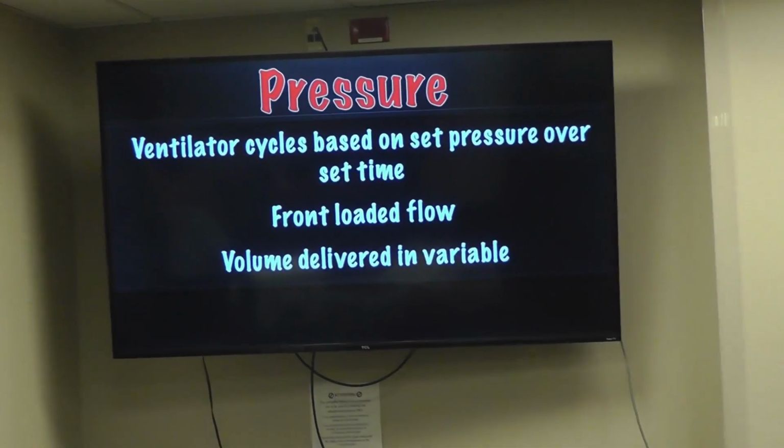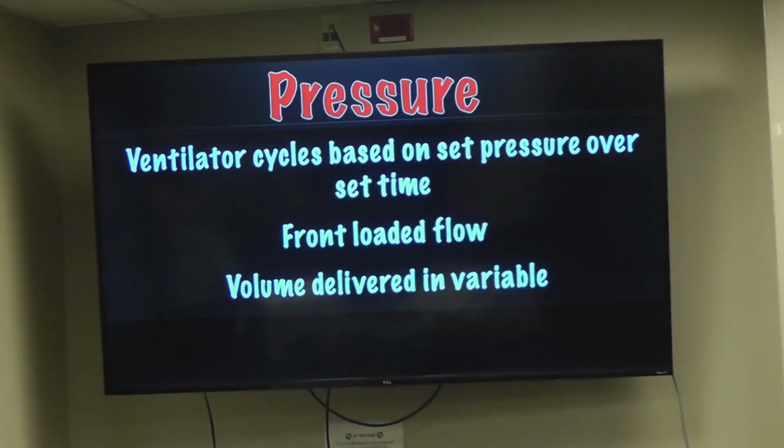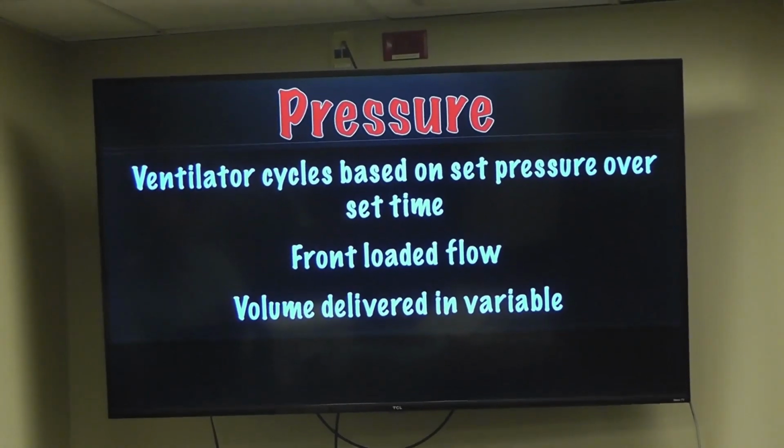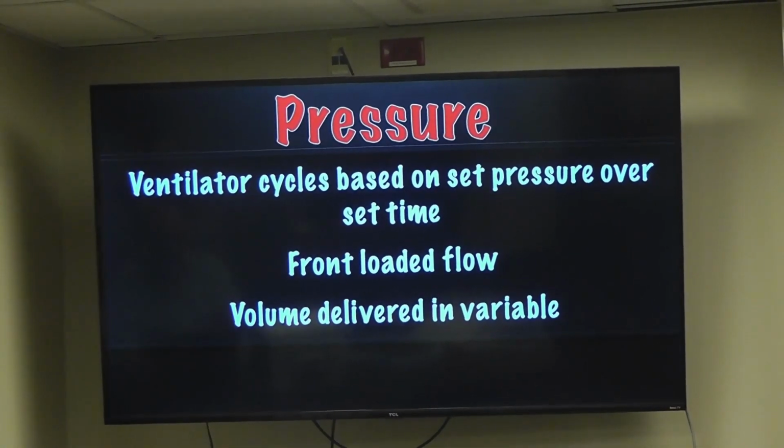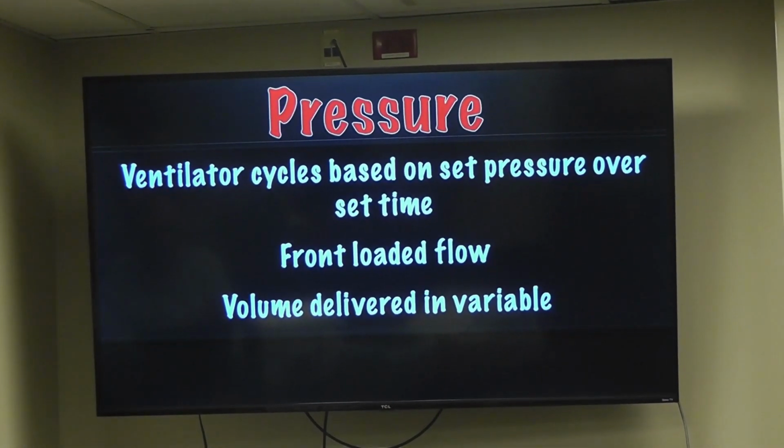So in a pressure mode of ventilation, the ventilator cycle is based on a set pressure over a set time. Okay, that set pressure is our pressure control number, and that set time is our inspiratory time. The flow is front loaded. So in this case, the ventilator turns the flow on wide open until it hits the pressure we asked it to hit, and then it maintains flow to maintain that pressure. Okay? Our volume is variable. We have no idea how much volume that's going to create.